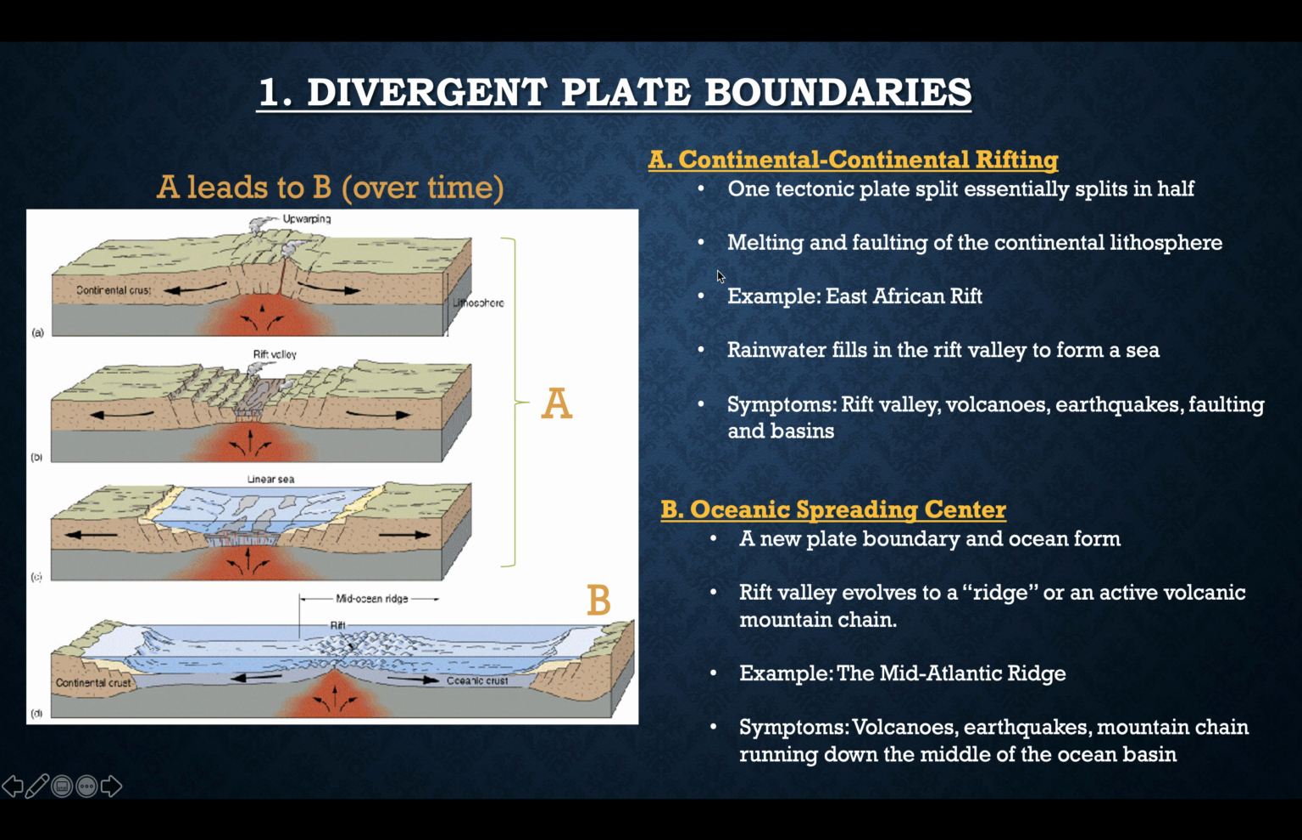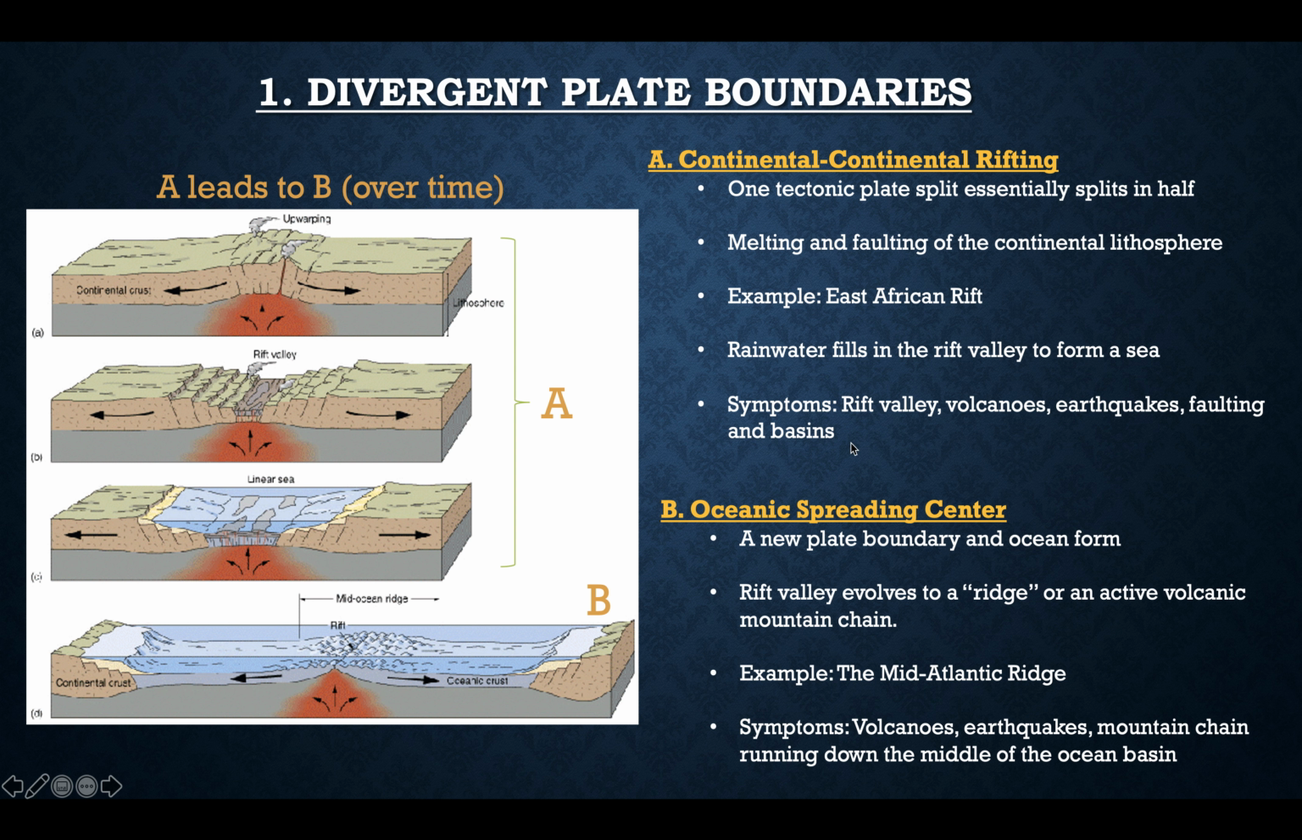So in East Africa, they currently have a new plate boundary, a new ocean trying to be born. And over time, rainwater will fill in that rift valley and form a sea. And as the plates move apart, that sea gets bigger and bigger and bigger. And then it becomes something called an oceanic spreading center. So a new plate boundary and ocean form, and the rift valley evolves to a ridge or an active volcanic mountain chain. One example we've already discussed was the Mid-Atlantic Ridge.